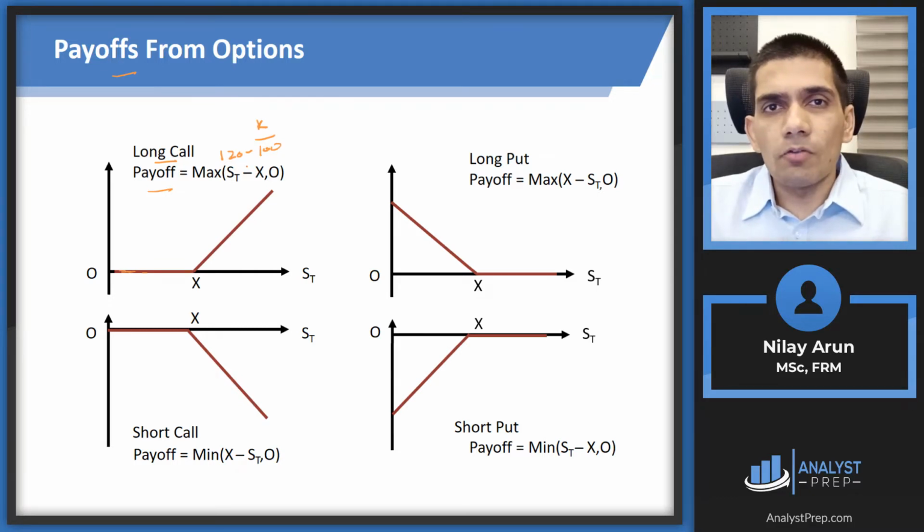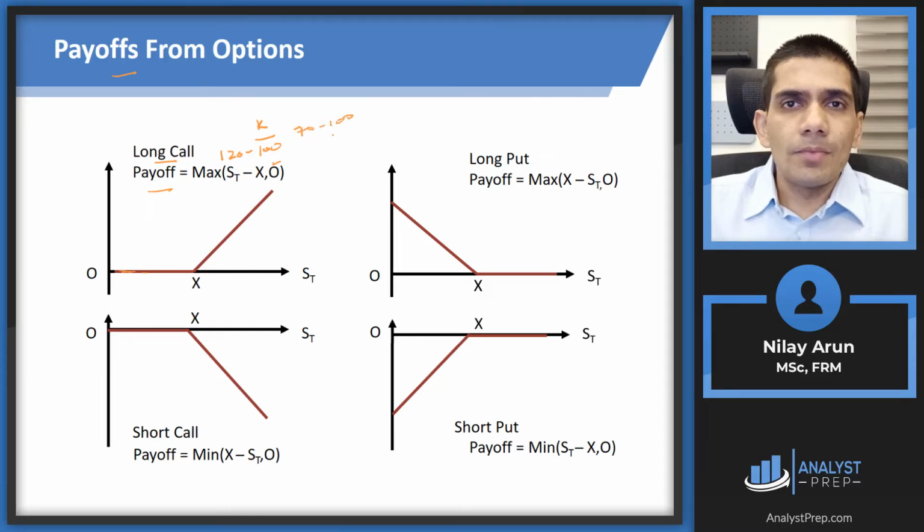I'll simply buy the stock from the market. In that case, we will go for the second part, which is 0, because ST minus X becomes negative. It would be 70 minus 100, which is minus 30. Max of minus 30 and 0 is 0. So that's why the payoff would become 0 if the option is out of the money. Out of the money means it's not worth exercising. You're not making money off it.